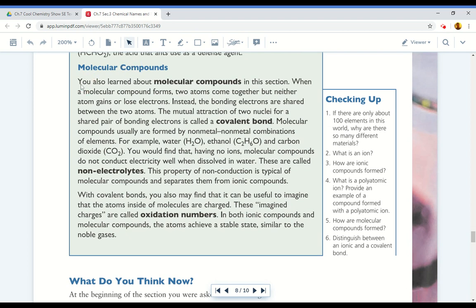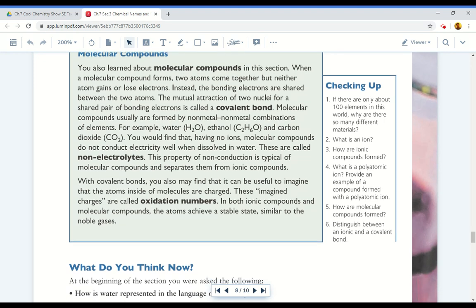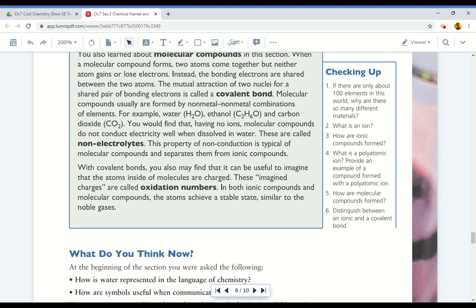Molecular compounds. You also learned about molecular compounds in this section. When a molecular compound forms, two atoms come together, but neither atom gains or loses electrons. Instead, the bonding electrons are shared between the two atoms. The mutual attraction of two nuclei for a shared pair of bonding electrons is called a covalent bond. Molecular compounds usually are formed by nonmetal combinations of elements, for example, water, ethanol, and carbon dioxide. So you have nonmetals combining with nonmetals.